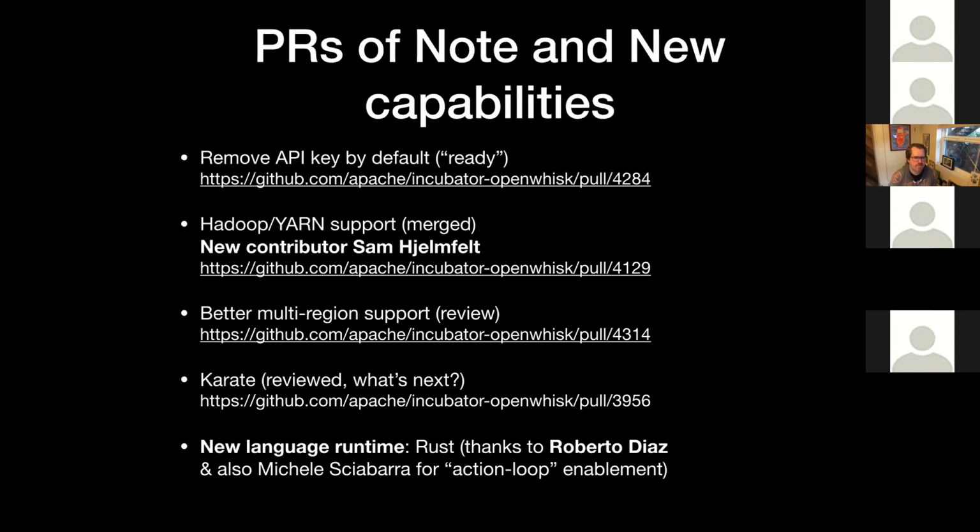There's a new PR that's now ready for review for doing multi-region support. So if you're deploying OpenWhisk and you have databases spread out across regions, there's some issues with cache invalidation. So Chetan has a PR that implements a better cache invalidation strategy. Chetan, do you want to say anything about that?